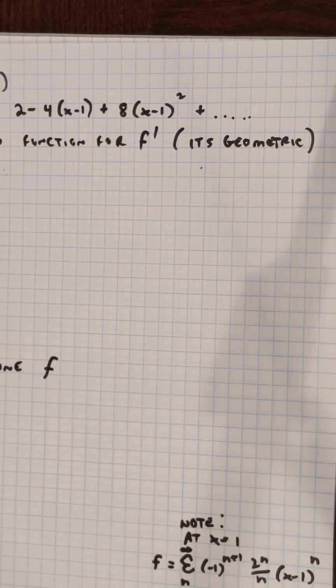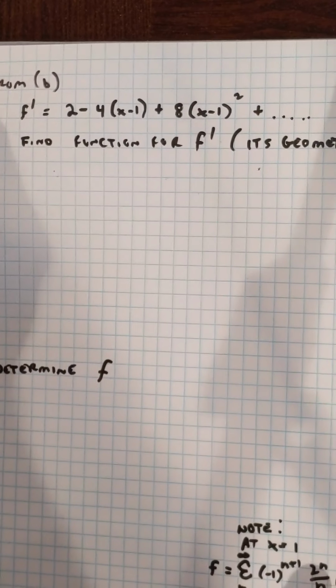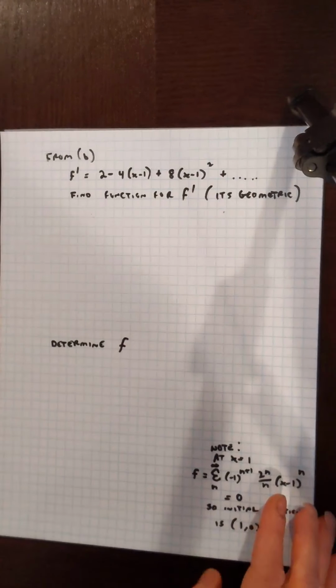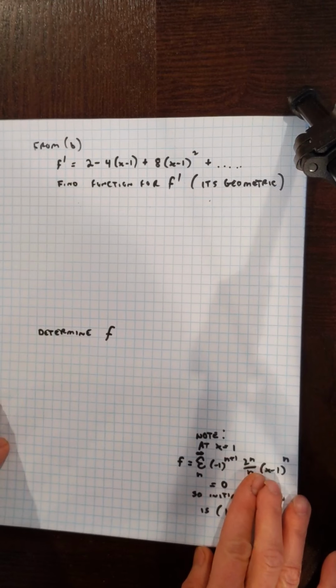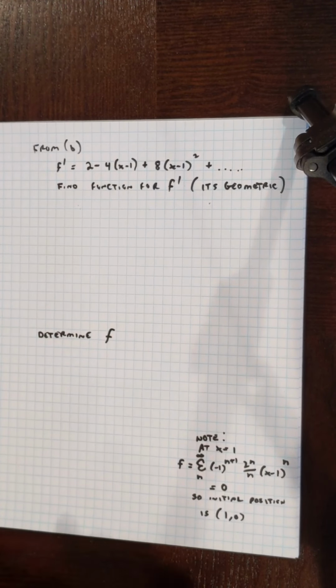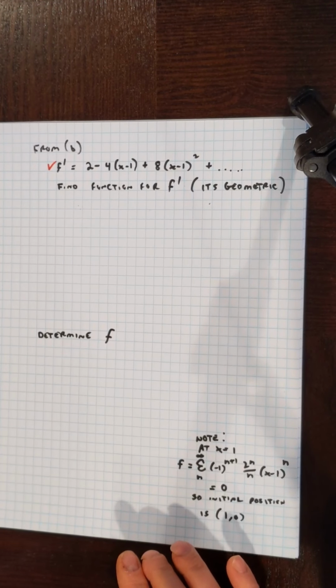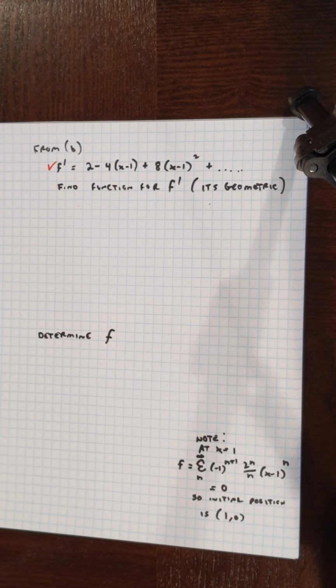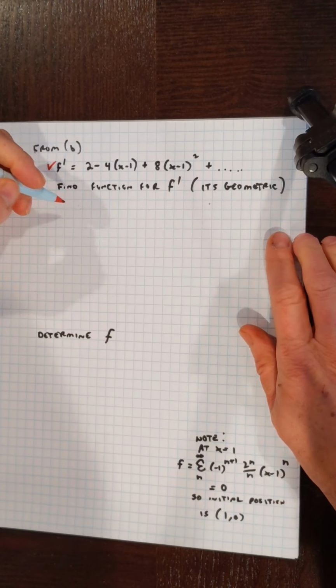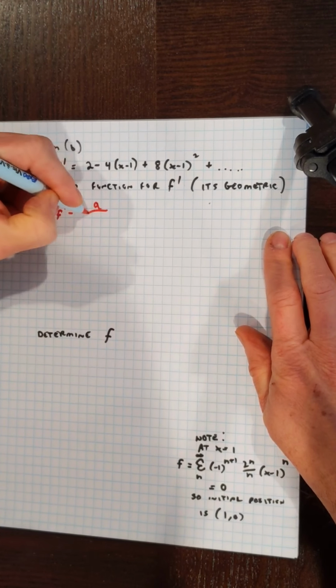All right, part C says, use from part B the derivative that you got, and this is what I got, and I just copied it down for you already. There's the derivative. It says find the function for r. It tells me that the derivative is in fact geometric. So in order for me to write the function for the derivative, I need to do a over 1 minus r.